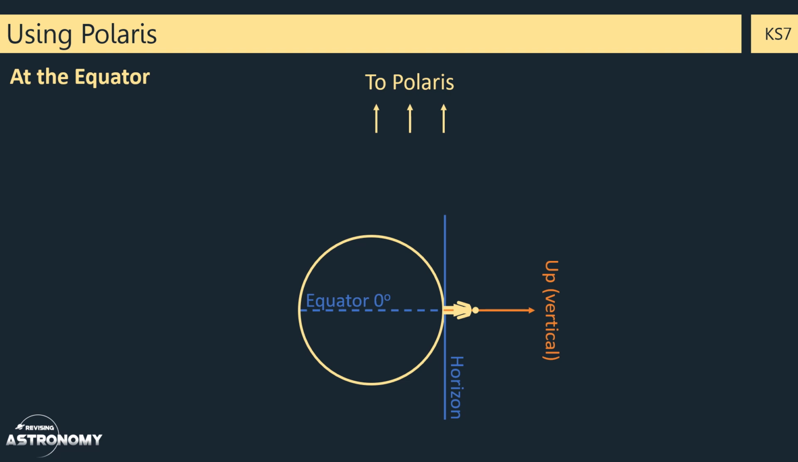And what do you notice? Well, the altitude of Polaris, how high it appears in the night sky, is the same as the latitude that you're observing from.